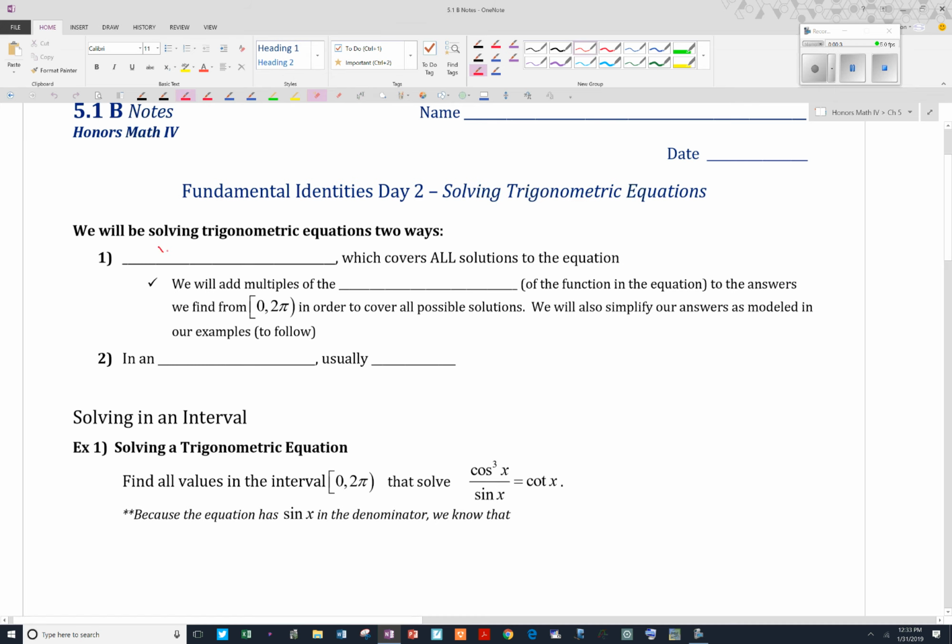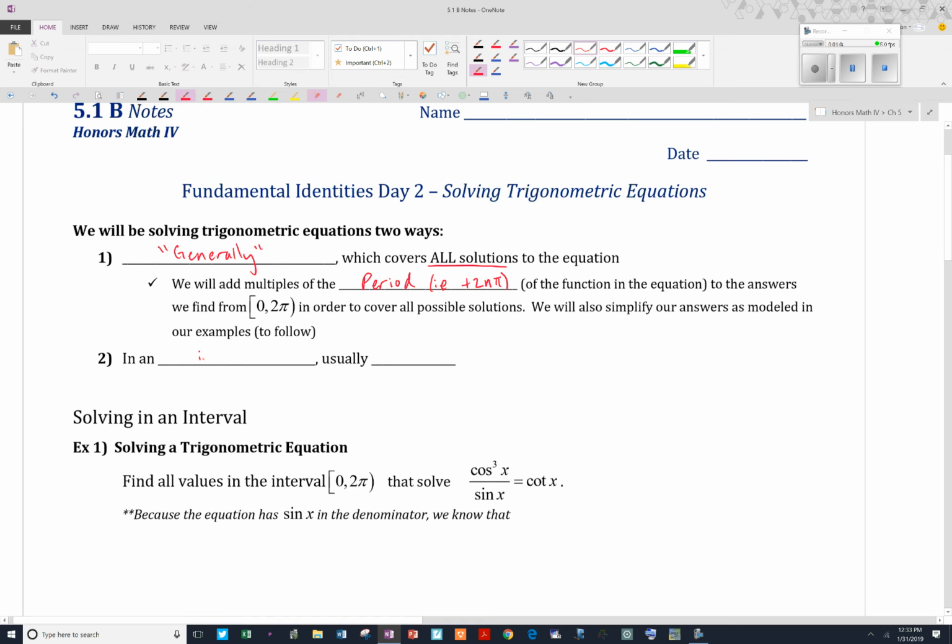The first type of solving we're going to be doing today is generally, or in other words, we're finding all solutions, I think is actually what it says in our directions, to an equation. In order to do that, you need to have multiples of the period. For example, 2 pi. And we do that by saying plus 2n pi, which represents adding multiples of 2 pi, because we say n can be any integer.